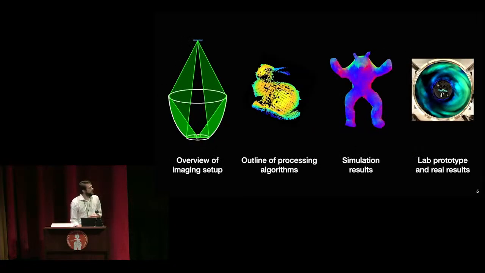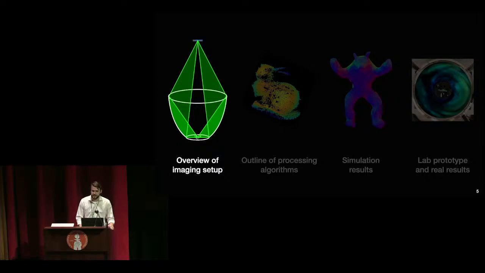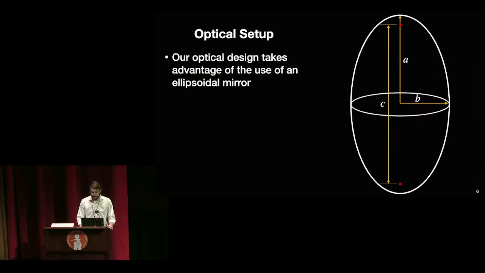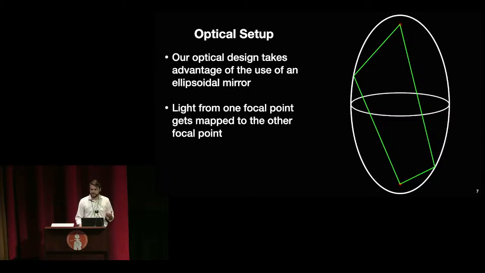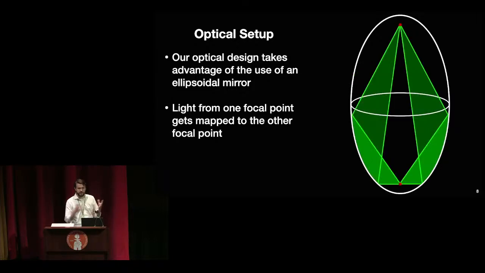To start off, I'll go through an overview of the imaging setup for our design. Our optical design takes advantage of an ellipsoidal mirror, which might have geometry like what's shown here on the right. Ellipsoidal mirrors have the unique property that all the light that originates at one focal point and is reflected off the inner surface of this mirror gets mapped to the second focal point of the ellipsoid. Now we can see how this behaves over a broad set of angles. Here we're taking a very broad, wide set of angles at the lower focal point, and you can see how it's being mapped to a far narrower cone at the upper focal point.